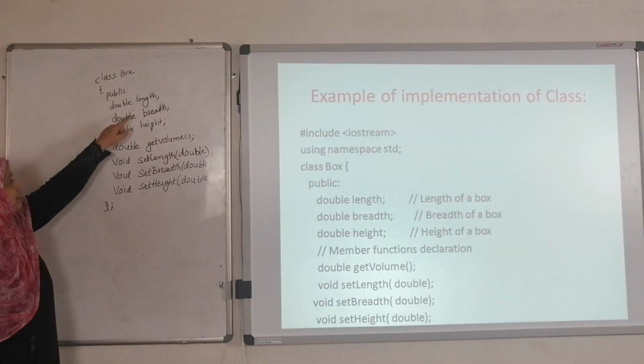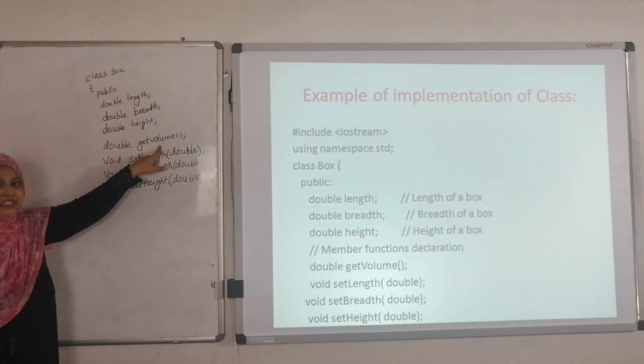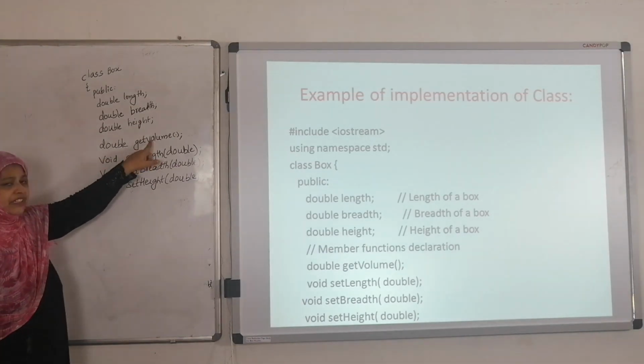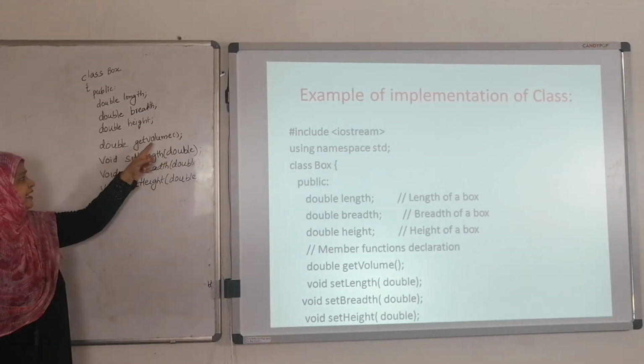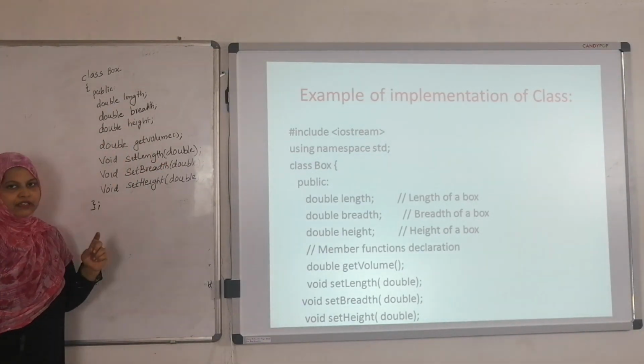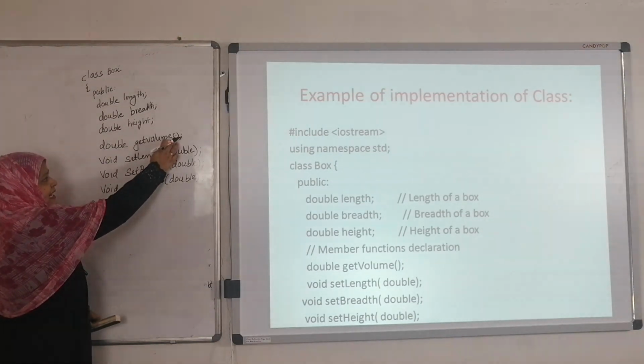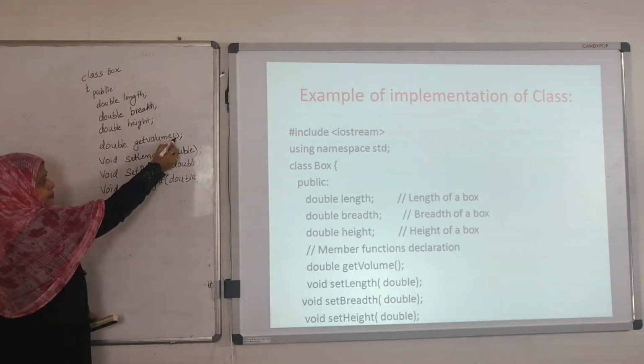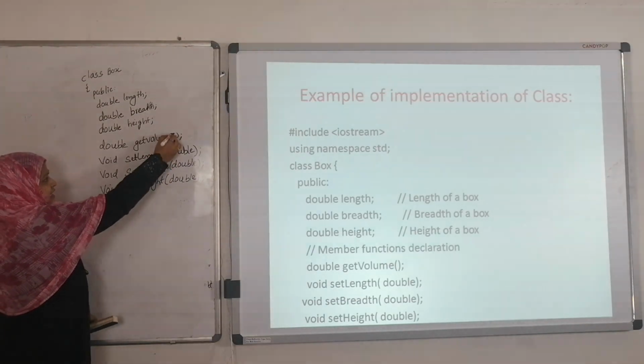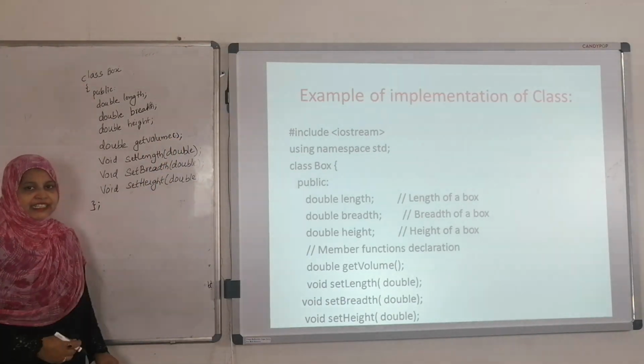Here, get volume is one member function. The return type of this get volume function is double, and we are not going to pass any parameter here. That's the reason we are not specifying any data type here.